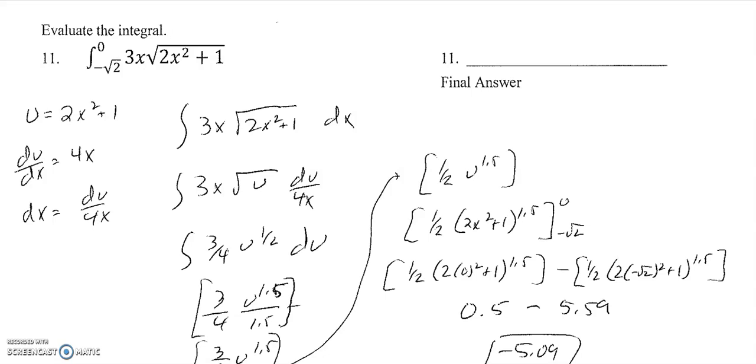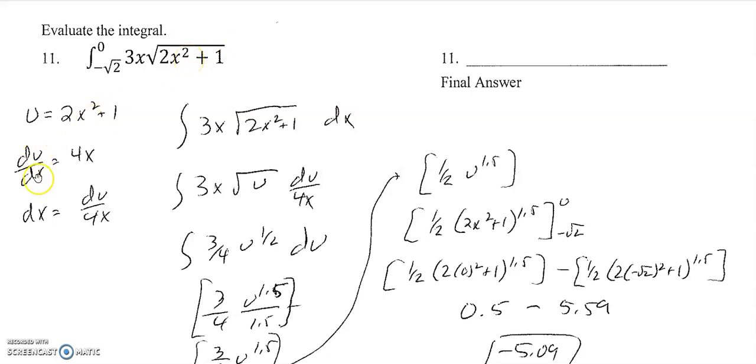So in our last couple problems, we have evaluate the integral. Notice we have an integral from negative square root of 2 to 0, 3x square root of 2x squared plus 1. Notice that it's a little more complicated, so we'll be doing u substitution. In this case, u equals 2x squared plus 1, because again, it makes it a little simpler to begin with. Square root of 2x squared plus 1. If we substitute 2x squared plus 1 in for u, it makes it much simpler to take the integral of.